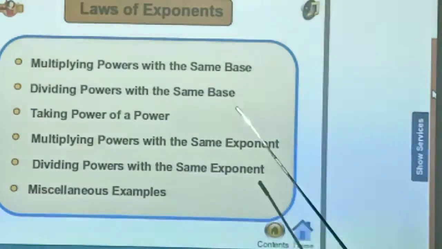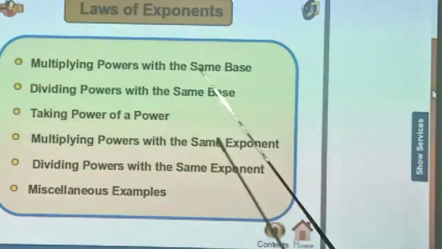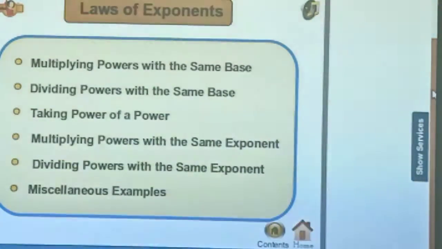Dividing the powers with the same base, the powers are subtracted. Taking a power of a power means power over the power once again. In the third case, both powers get multiplied by each other. In the fourth case, multiply powers with the same exponent, dividing powers with the same exponent, their exponents are same and bases are different. And then we have to go through the miscellaneous examples.